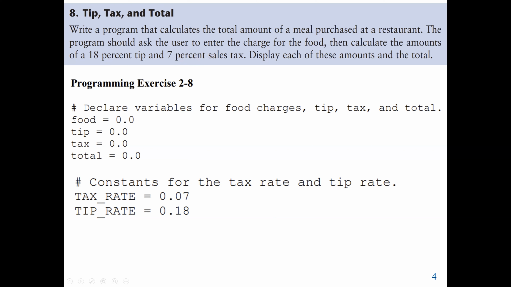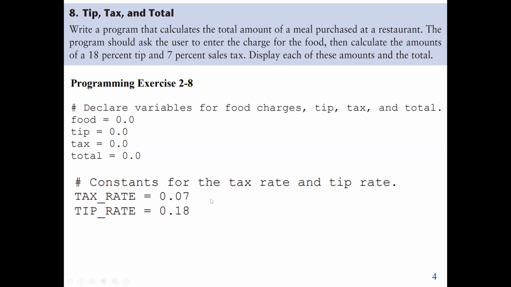Here we need the food, which will be the purchase. Then we need to calculate the tip, which is again 18% of the food amount. And then we need to calculate the tax, which is 7%. And then for the total, we add the food price, the tip, and the tax together.